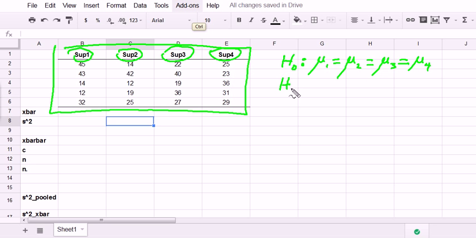The alternative hypothesis is that at least one of the suppliers is different than the others. Keyword, key phrase: at least. It could mean that they're all different, but it only takes one of them to be different for us to reject H0. And recall that we used alpha of 0.05.